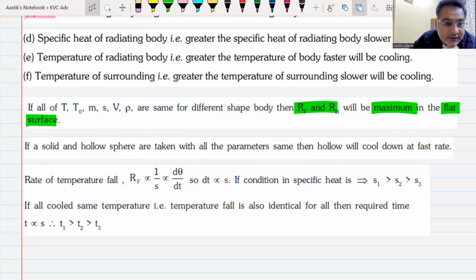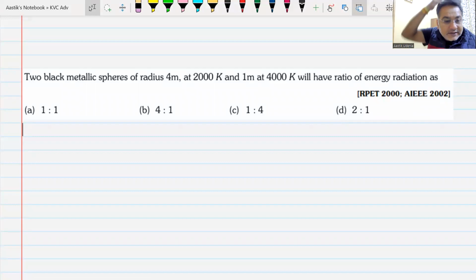Then let's move ahead and solve a couple of problems on this concept. Here is the first one. Two black metallic spheres of radius 4 meter at 2000 Kelvin and 1 meter at 4000 Kelvin will have the ratio of energy radiations. I'll give you a minute.